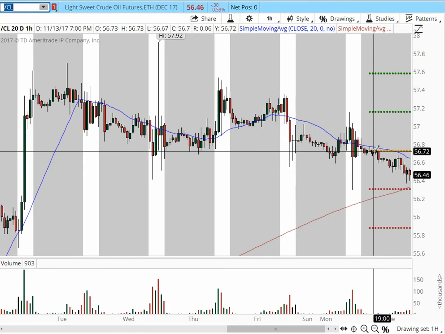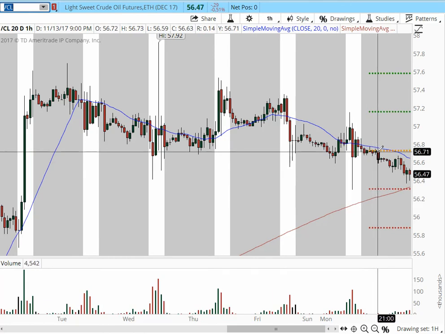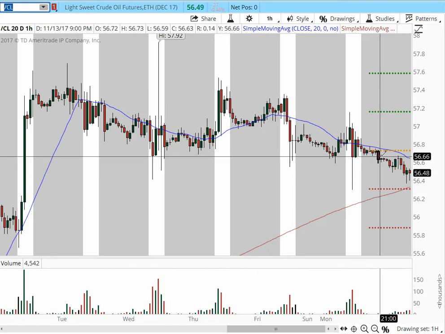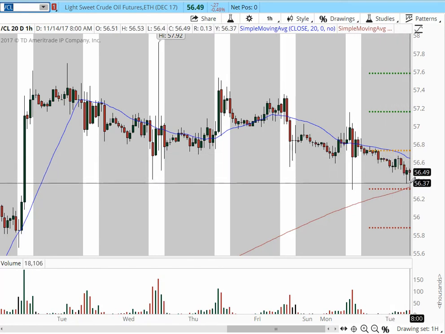All right, let's move on to oil, and oil is only down 30 cents on the day. So we've had a consolidation in the first phase of the overnight session. And starting at 9 p.m. Eastern, the price started to descend, testing the prior areas of support into the 56.25 area.